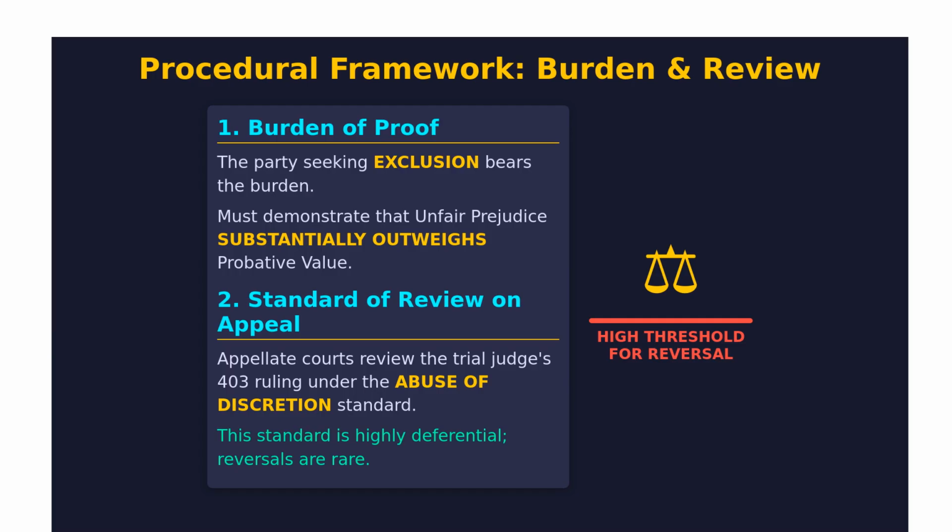Second, consider the standard of review on appeal. If a party objects to the admission or exclusion, the appellate court does not re-weigh the evidence from scratch. Instead, they review the trial judge's ruling under the highly deferential standard known as abuse of discretion. This means the appellate court will only overturn the trial judge if the ruling was clearly unreasonable or based on an erroneous view of the law. Consequently, successful challenges to a Rule 403 ruling on appeal are quite rare.